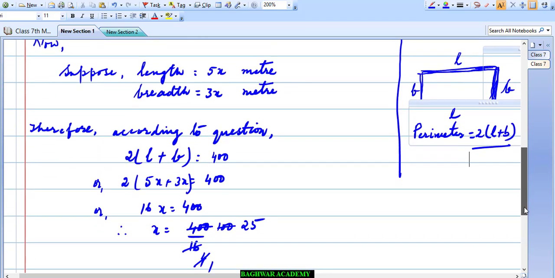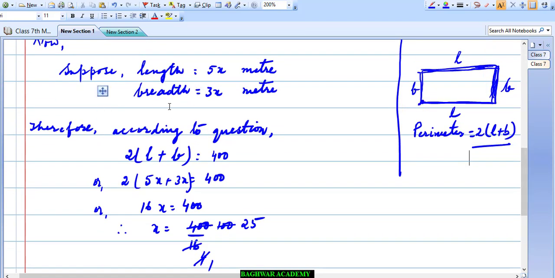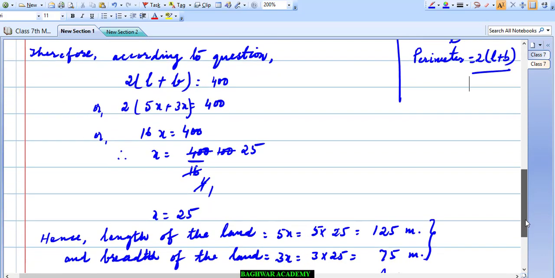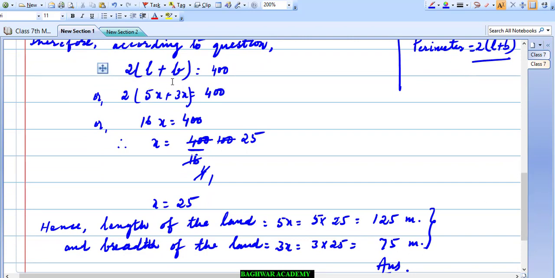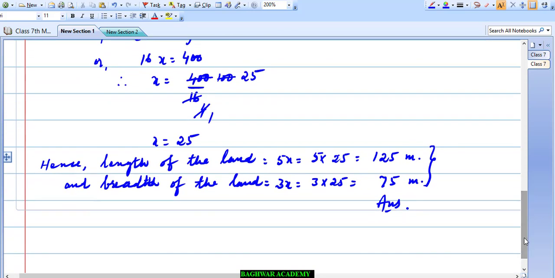Now, as I told you, length and breadth have been given in ratio, so length will be 5x and breadth will be 3x. According to the question, we have the perimeter, so perimeter is equal to 2 into (L plus B), and that is equal to 400. In place of L we put 5x, and in place of B we put 3x. So 5x plus 3x is equal to 8x, 8 into 2 is equal to 16, so 16x is equal to 400. Therefore x is equal to 400 by 16, and simplifying, x is equal to 25.